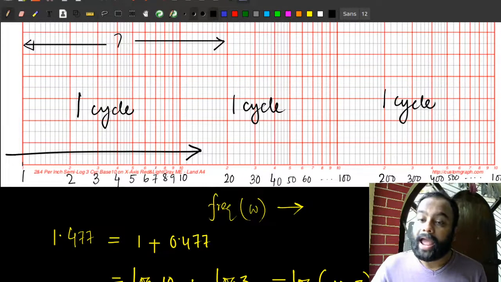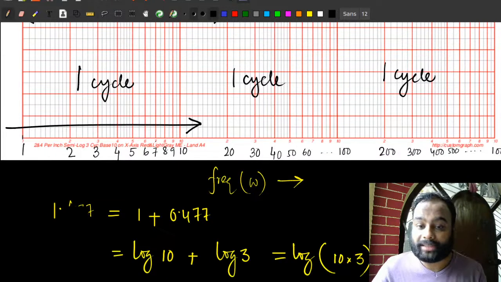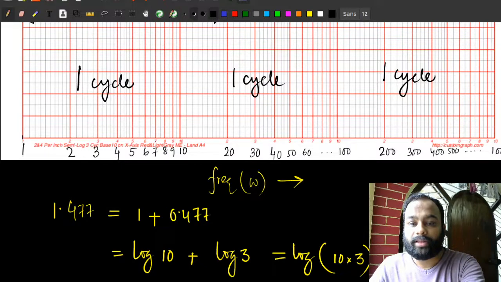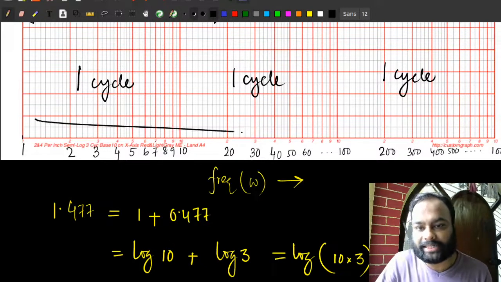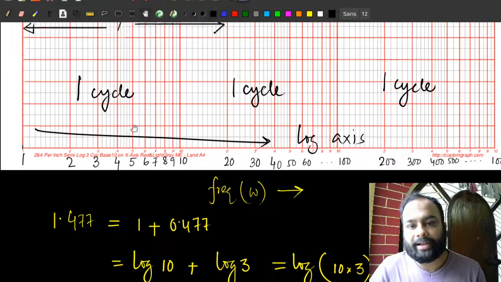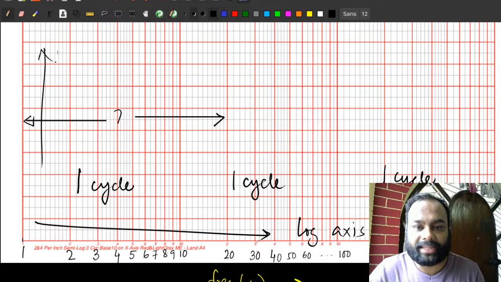Okay, got it? And this is in particular known as, look carefully. See, one of the axes is logarithmic. So this axis is logarithmic. So this is the log axis, and this vertical axis is the linear axis, right?